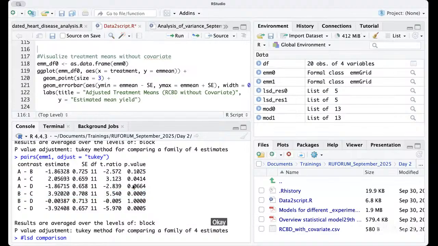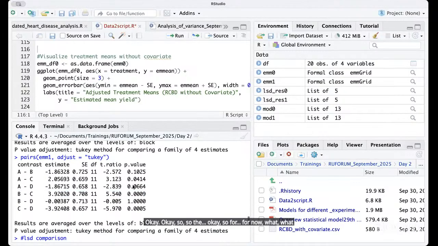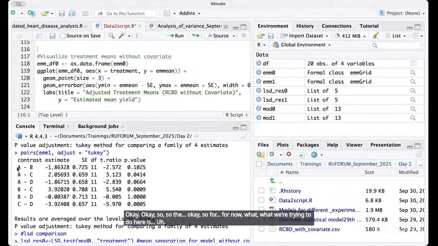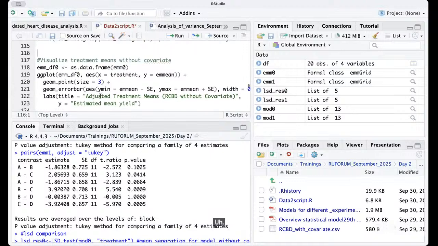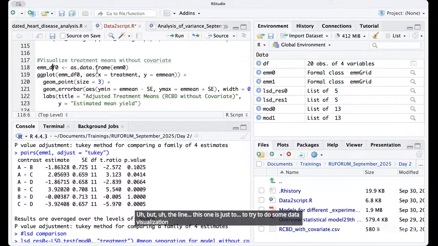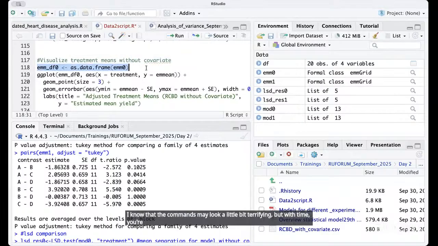Okay. So for now, what we're trying to do here is just the comparison. I want us to look at the line. This one is just to try to do some data visualization. If you're using R for the first time, I know that the commands may look a little bit terrifying, but with time you're going to get used to that. Now let's first run the line, then I will try to explain what this line is all about, how it is working.